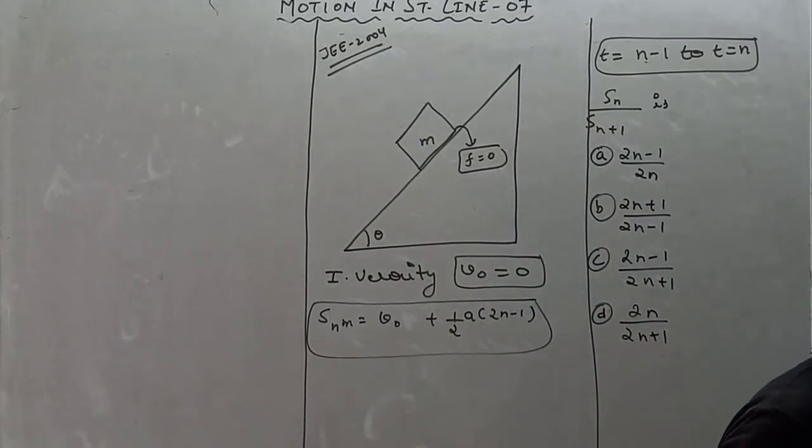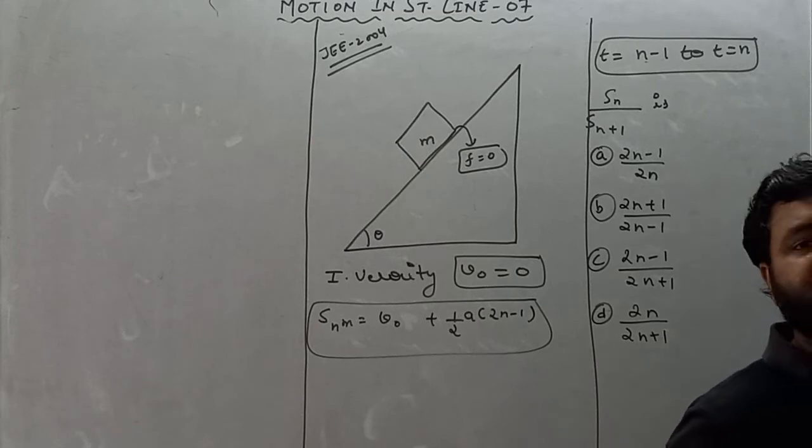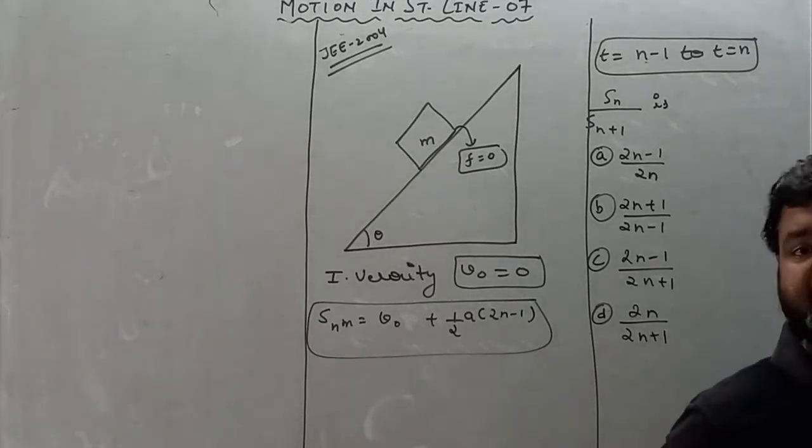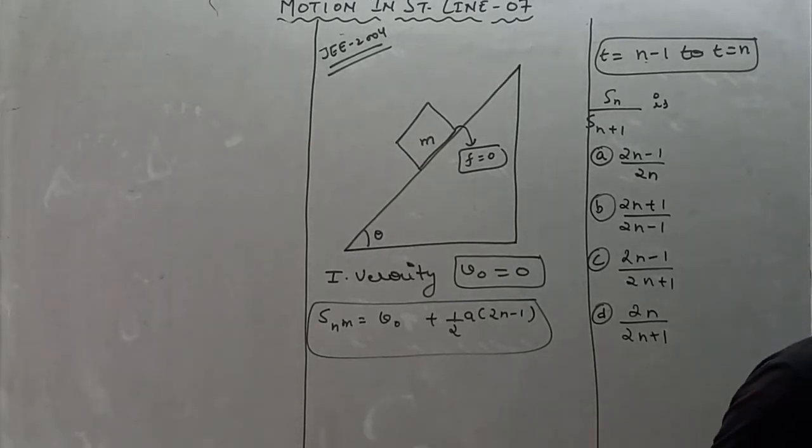I am repeating once again the statement of question, my dear student. A small block slides without friction down an inclined plane starting from rest. It means the initial velocity of the block is 0. Let Sn be the distance traveled from t equals n minus 1 to t equals n. Then Sn by Sn plus 1. You have to find distance traveled in nth second upon distance traveled in the n plus 1th second.